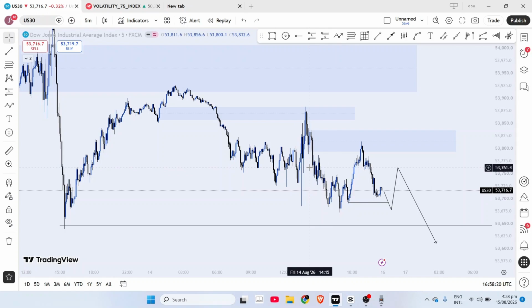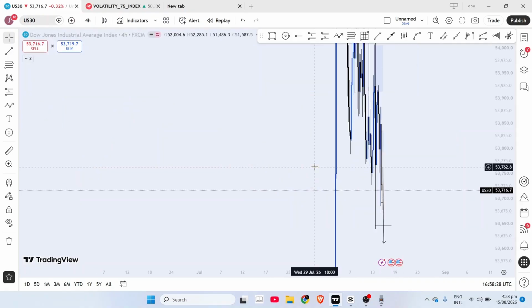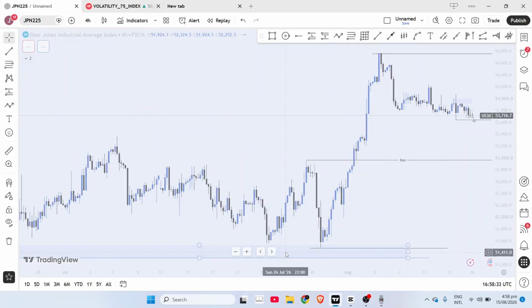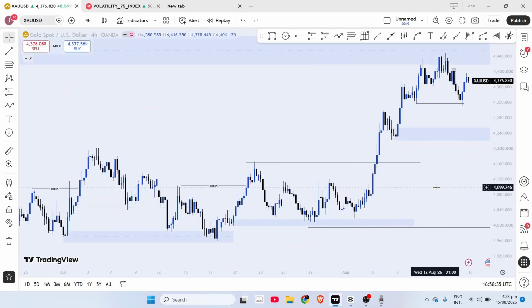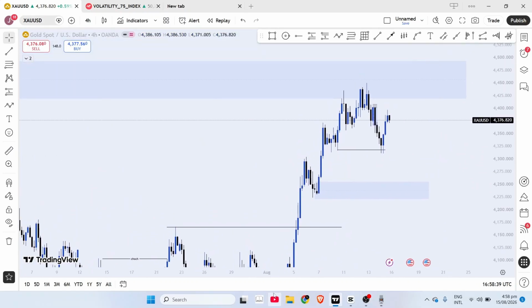So let's move to our next pair, which I believe, what's our next pair? Let me show you the time frame. So our next pair is gold. On gold, let's go to the daily time frame.